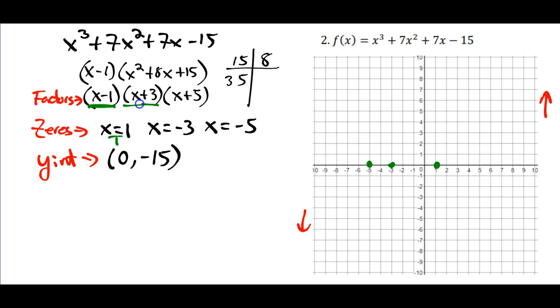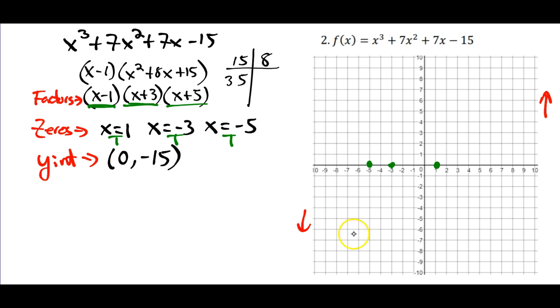X equals negative 3 came from this factor. That's listed once. That's an odd number. It's got to go through there. X equals negative 5 came from this factor, listed once. It goes through. So these first two examples we did, it's going through each time. We'll see some that bounce here in a little bit.